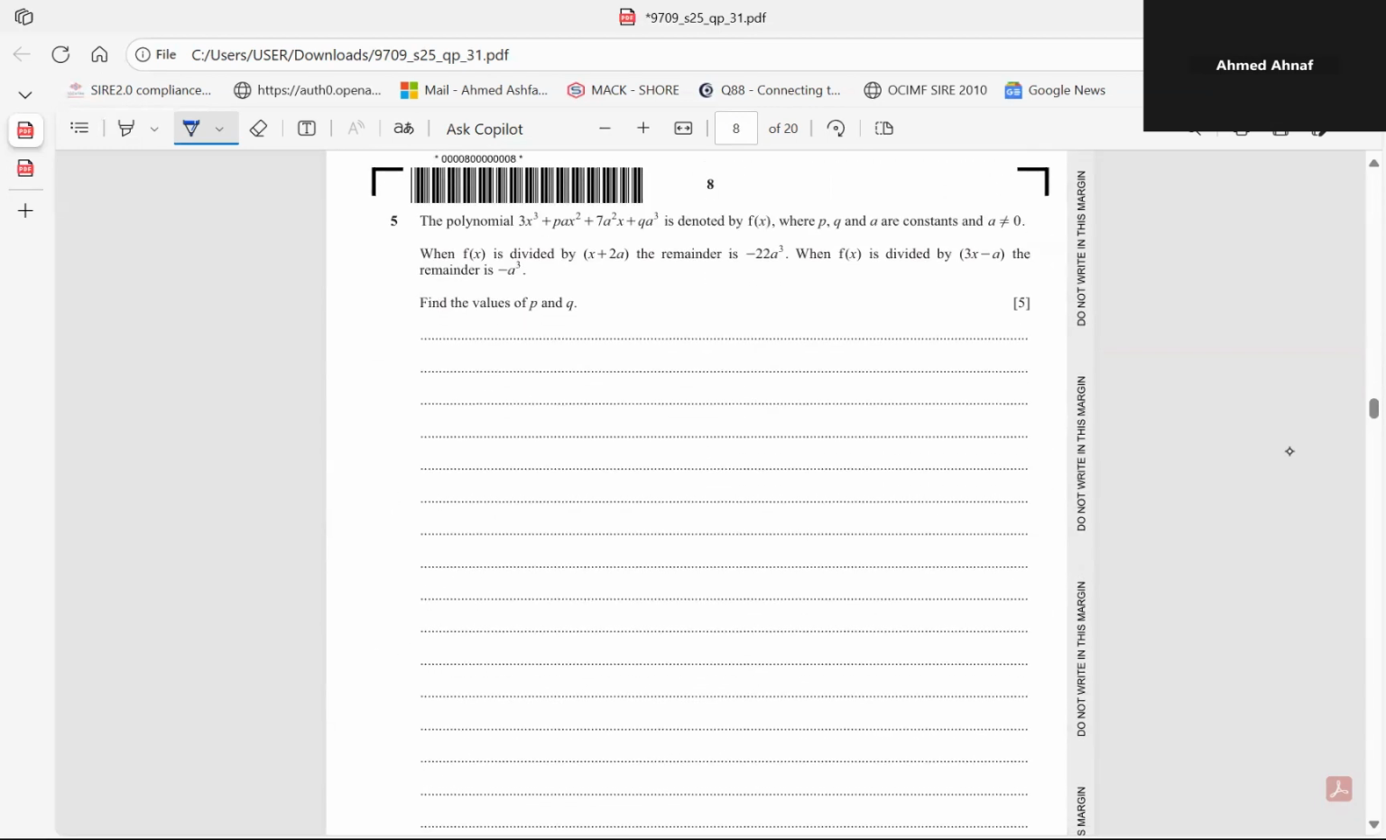Okay, so here we're told that this polynomial will be denoted by f(x), where p, q, and a are constants and a is not equal to 0. The next piece of info: when f(x) is divided by this, the remainder is minus 22a cubed. And when f(x) is divided by this, the remainder is minus a cubed. Here we're going to have to find the values of p and q.